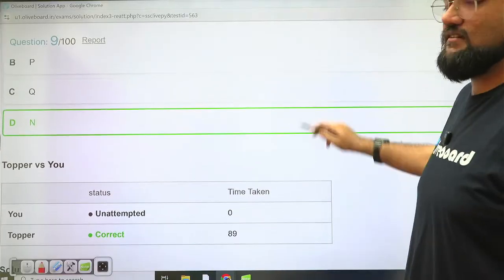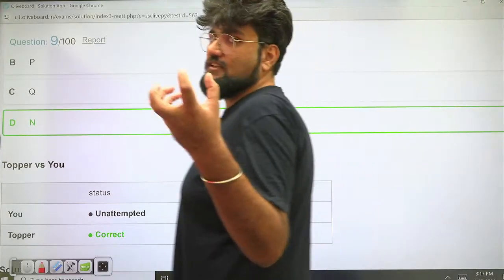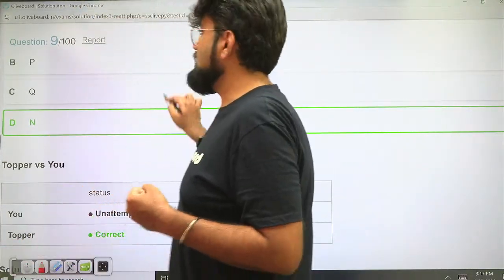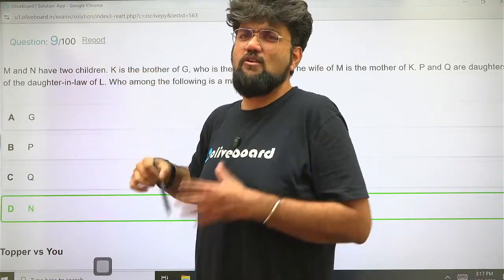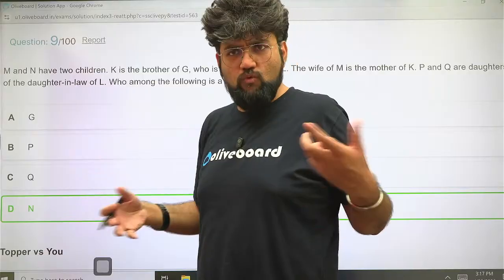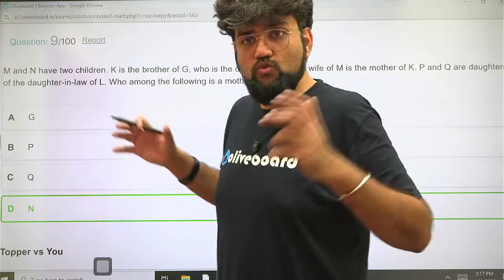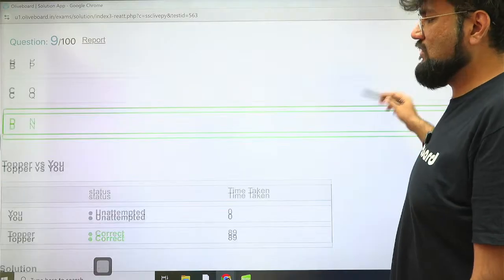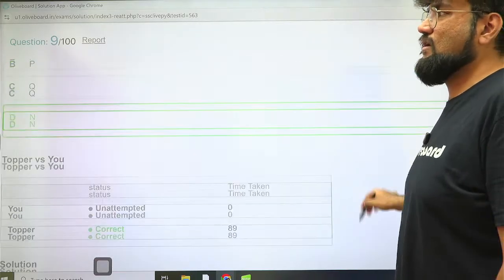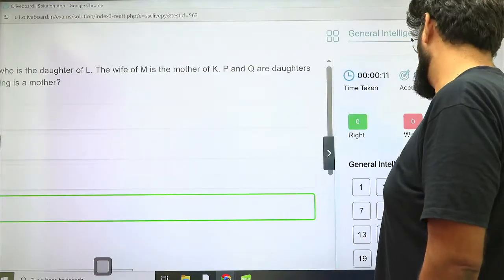89 seconds. I don't know why blood relations takes a lot of time from students. See, the primary confusion when even I began, I had that M and N are married. That's why they have 2 children. But not necessarily. M and N can be brothers who have 2 children each or 2 children in all. So don't go for these gimmicks. You could have easily solved this in less than 90 seconds, of course. 1 minute, 30 seconds is too much to solve this question.